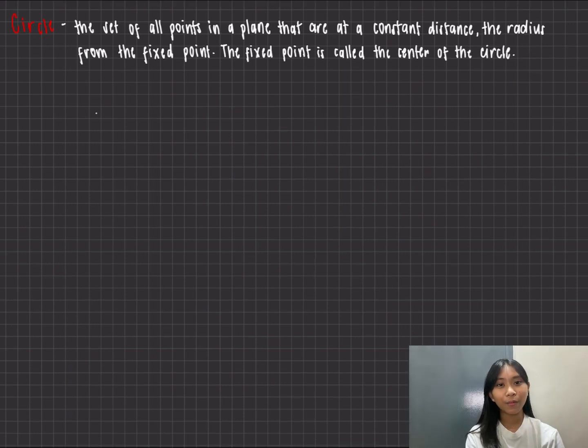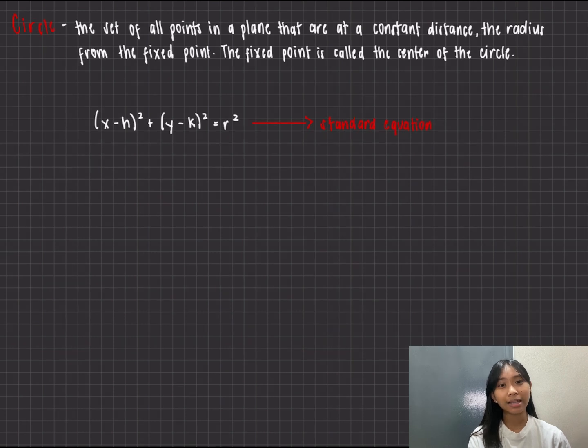For a circle, we have the standard form: quantity x minus h squared plus quantity y minus k squared equals r squared, wherein r is our radius. Then, the center of our circle is (h, k). We also have a general form, which is ax squared plus by squared plus cx plus dy plus e equals 0.